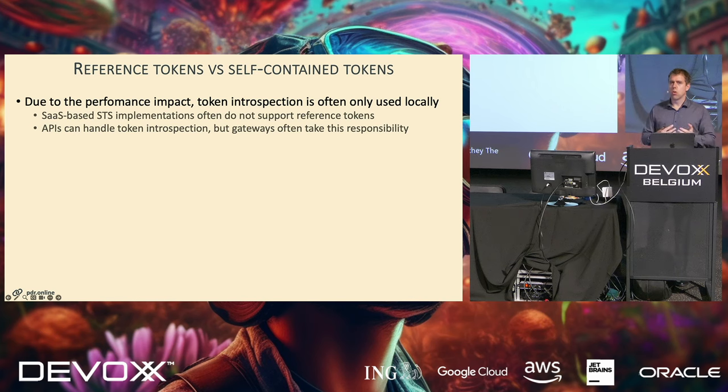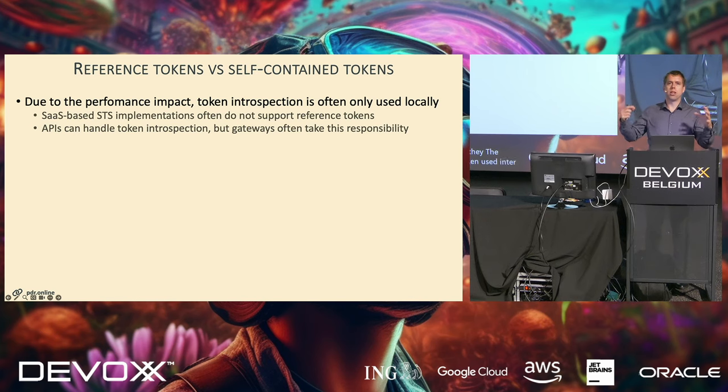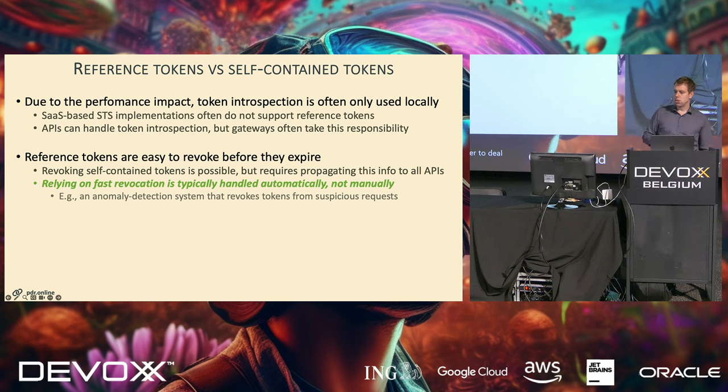Also, it means reference tokens are often used internally. If you can do token introspection within your own network, within your own application, it's a lot faster to deal with that and a lot more capable. All right. Reference tokens are easy to revoke before they expire. Only relevant, I would say, if you have an automated process. Otherwise, if it's manual, it doesn't matter. Then focus on revoking refresh tokens.